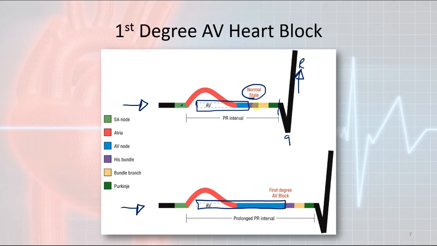But if you look at the purple part here, which is the His bundle, then the bundle branch, then the Purkinje depolarization, all of this is the same time as all of this up here. The problem is the AV node holds that signal much longer, creating the first-degree heart block and the prolongation of the PR interval.